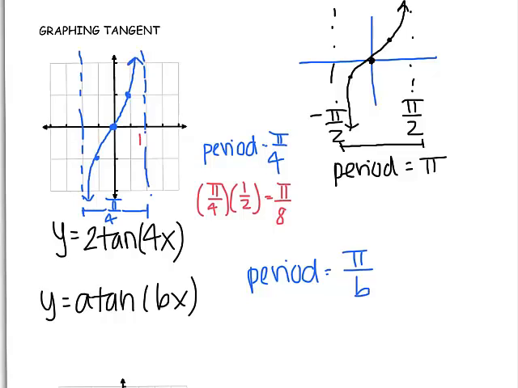So really, this asymptote on the right-hand side is at pi over 8, and this asymptote on the other side is negative pi over 8. So that a value is now going to be at 2, and this one's going to be at negative 2. And there you have it. There's the graph of y equals 2 tangent of 4x.